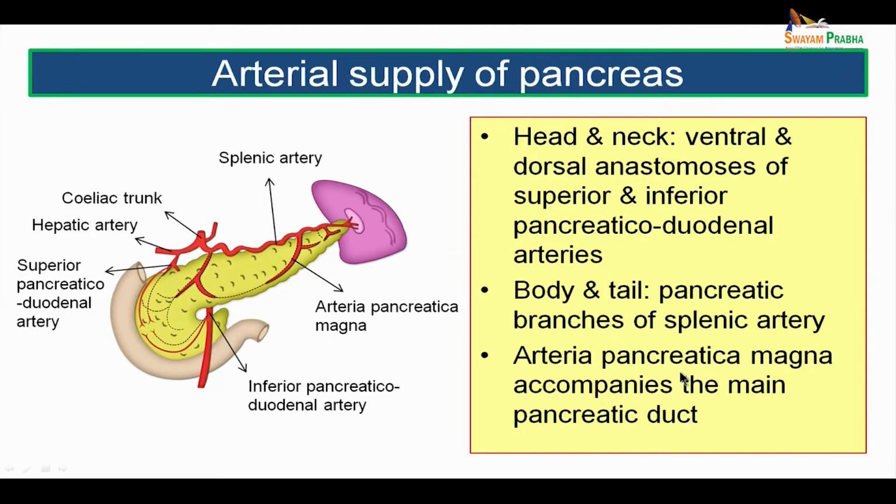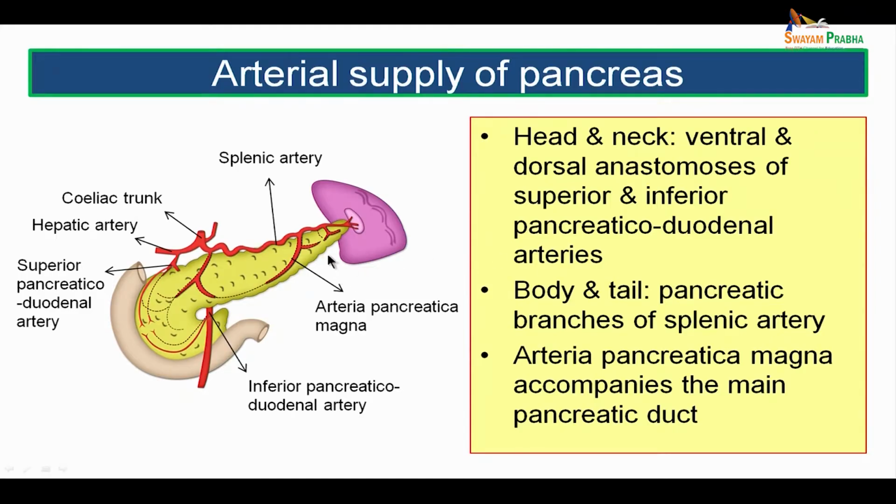Moving on to see the arterial supply of the pancreas. The head and neck of the pancreas receive the arterial blood supply from ventral and dorsal anastomosis of the superior and inferior pancreaticoduodenal arteries. The body and the tail receive blood from the pancreatic branches of the splenic artery. There is a large artery here seen as the arteria pancreatica magna, which accompanies the main pancreatic duct. It's a branch coming from the splenic artery.